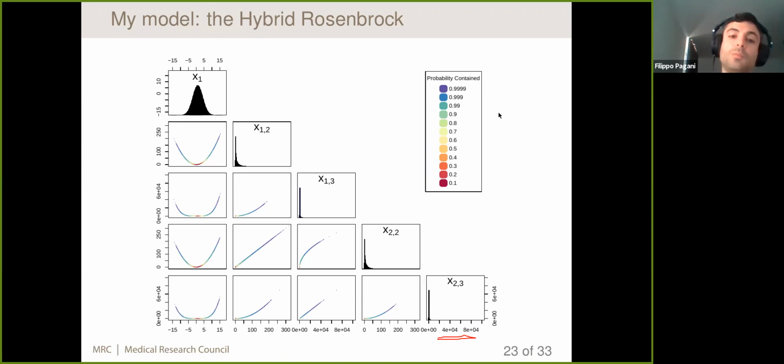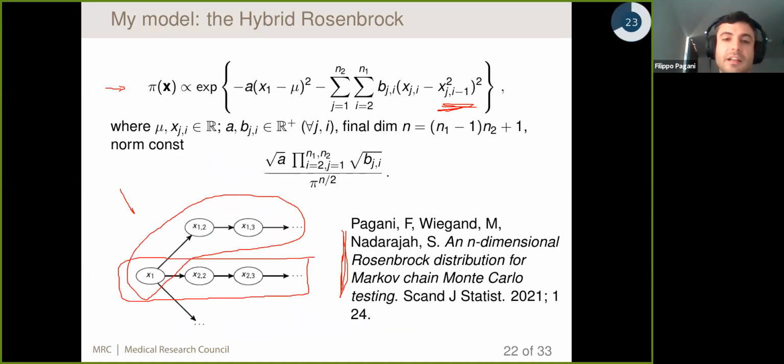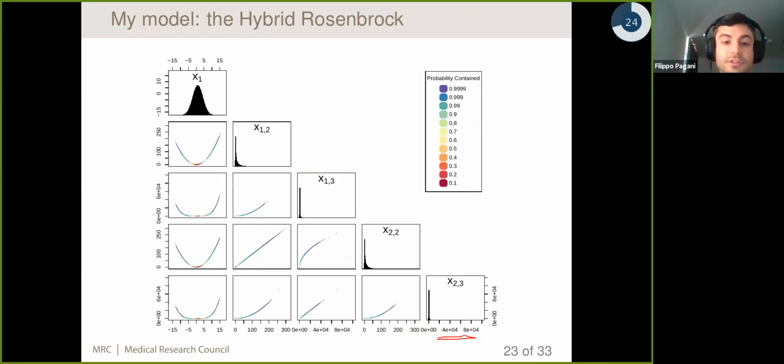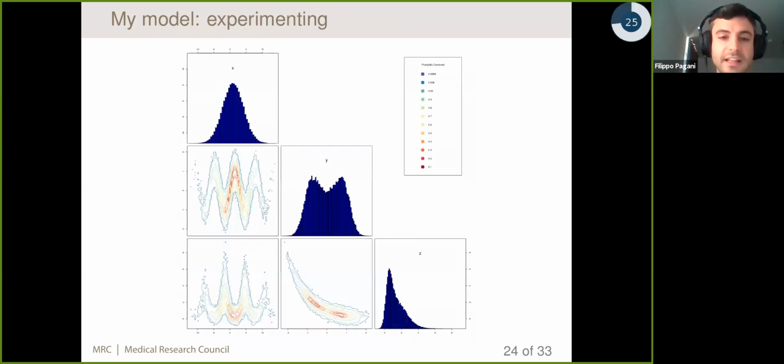And this is one of the many, many shapes that you can get from the hybrid Rosenbrock distribution. And you're not limited to that, essentially. You can get stuff like this, if you use a sinusoidal mean function and compound it with an exponential, you can get stuff that is curved and multimodal at the same time, which is quite pretty to look at, in my opinion.